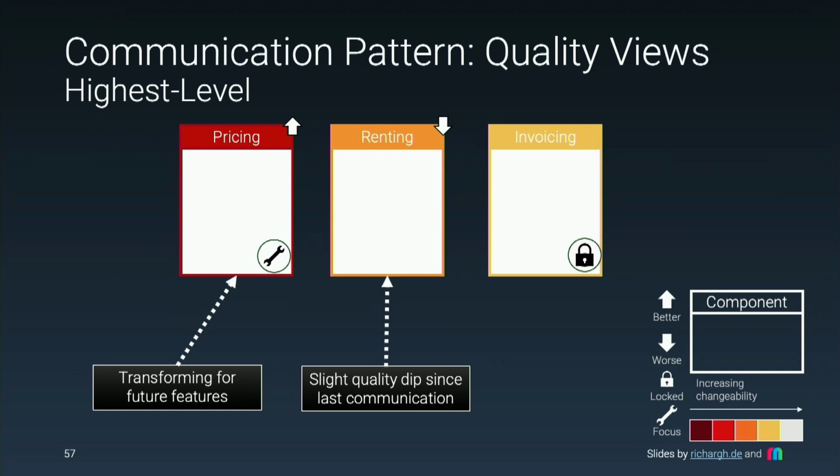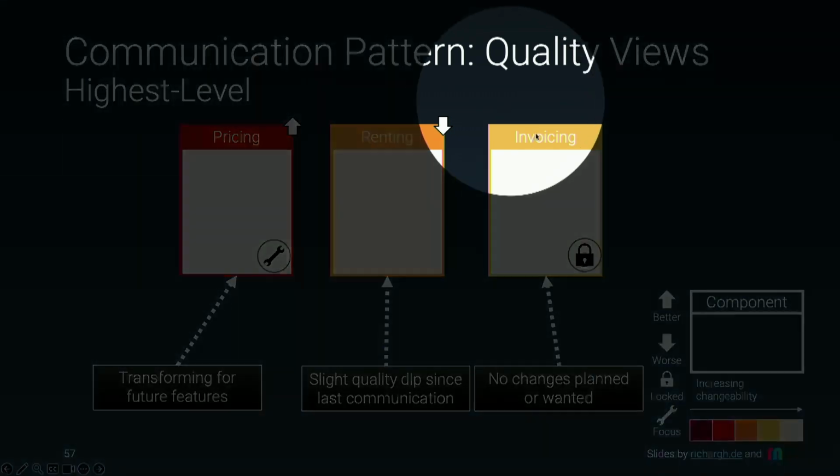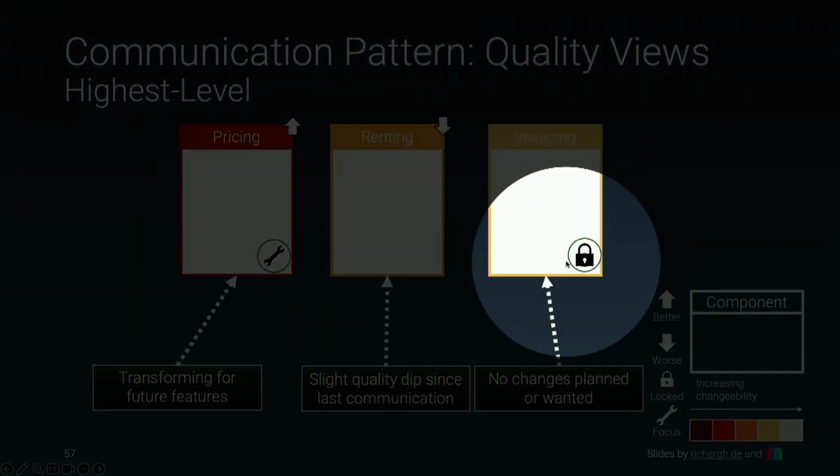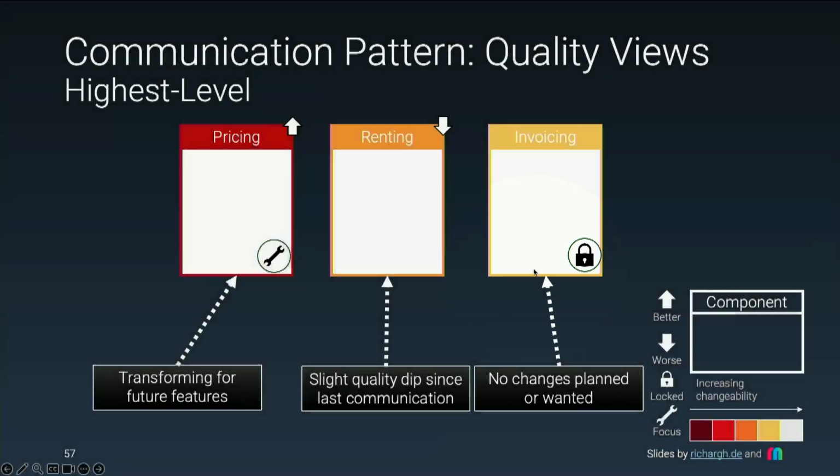And you put a bit of intent in there. You transform for future features. You had a slight quality dip, and this one here is the thing you tell your product owner, that one is locked. Please don't put any features in there.